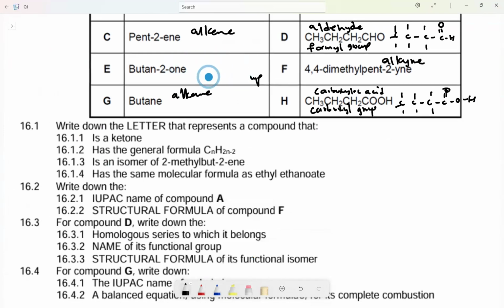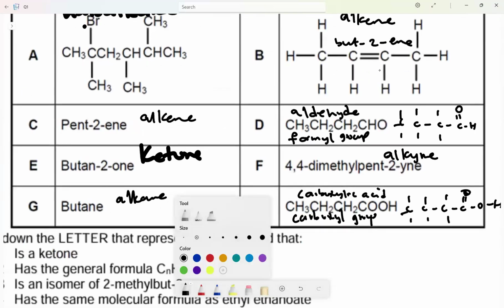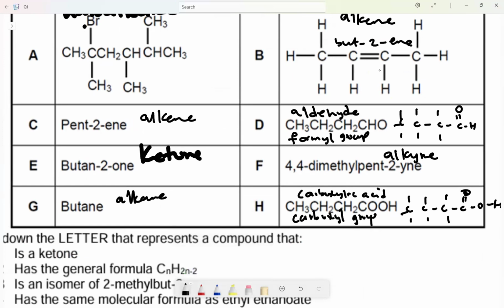Oh, this is not an alcohol, sorry. Butan-2-one. Remember, the one, it is a ketone. Alcohol, it is butan-2-ol. So this is a ketone. Therefore its functional group, it is a carbonyl group. And now I want you to see, this is but-2-one, this is butanal.